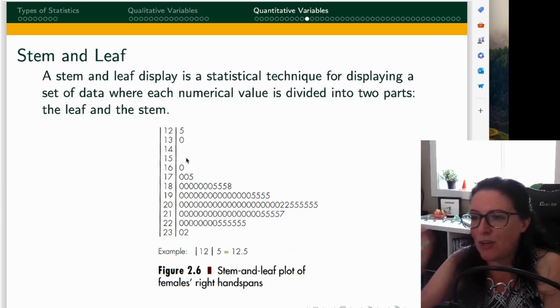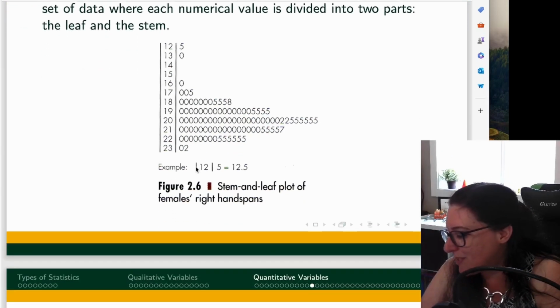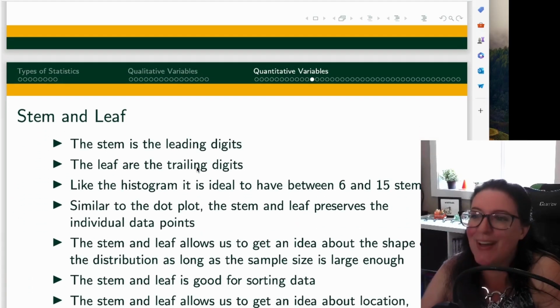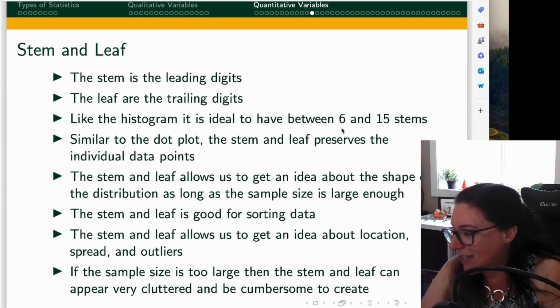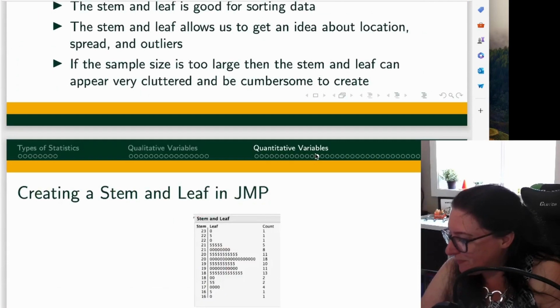You're using your bee swarm, your dot plots, your histograms, and so we'll stick to how you make those later in Python and right now in Excel. It does show you the leading and trailing digits. It does show you that distribution.